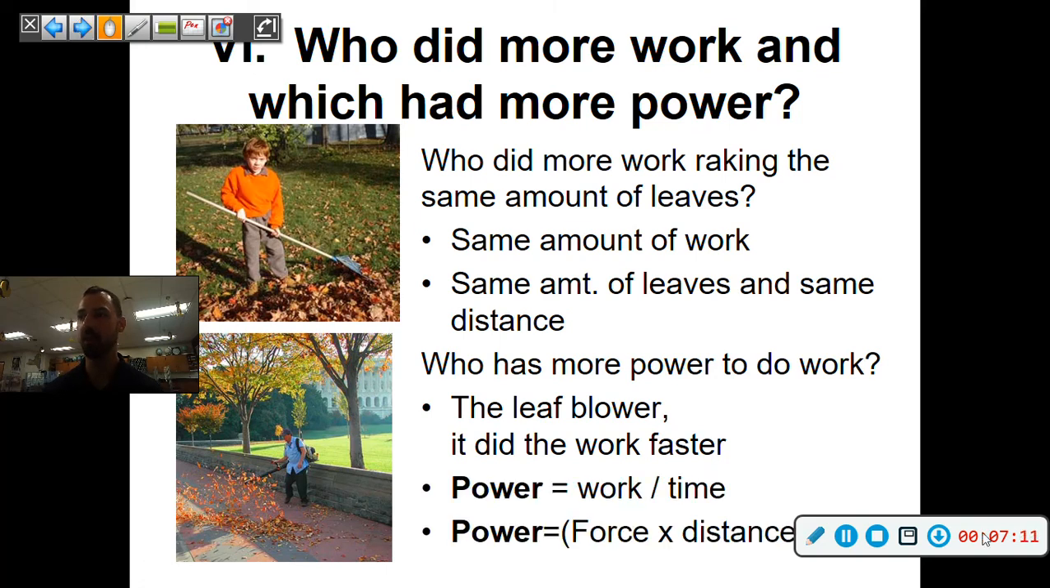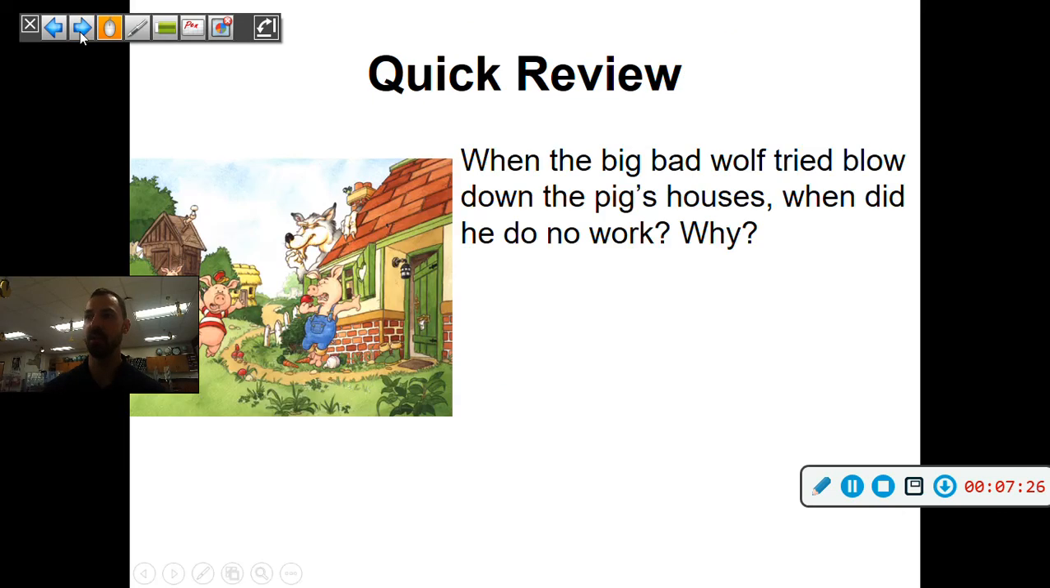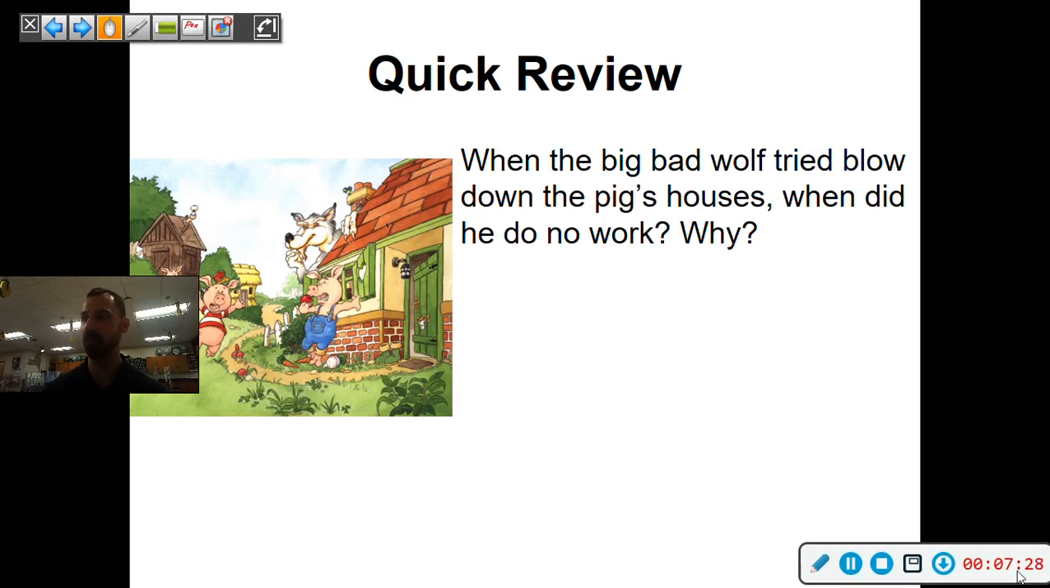Okay, so again, just to illustrate why, power equals work divided by time. So if I take this time and make it less, your power ends up being more in the calculation. Okay, so just a quick review with a familiar story.